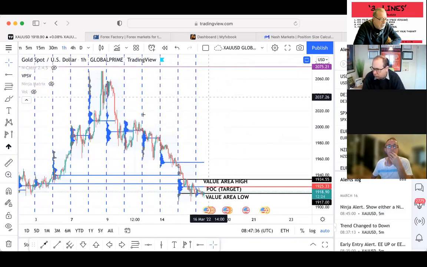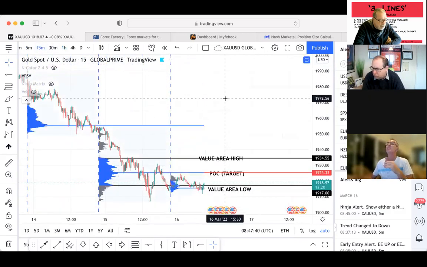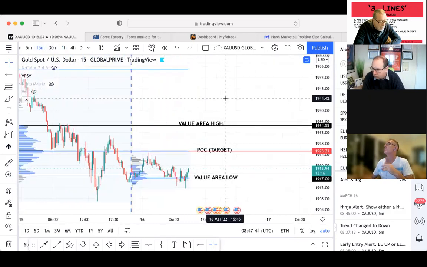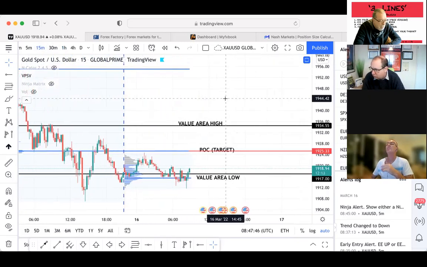Now let's have a look at, I'll revert back to the 15-minute chart and I'll go through my thought process when I look at this chart first thing in the morning.